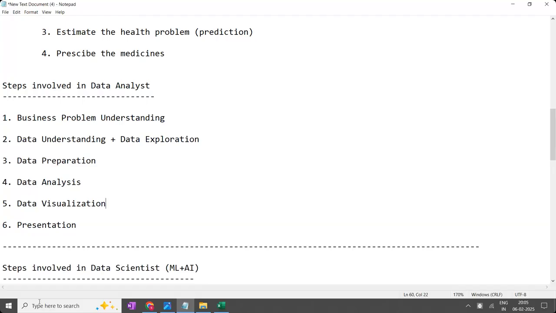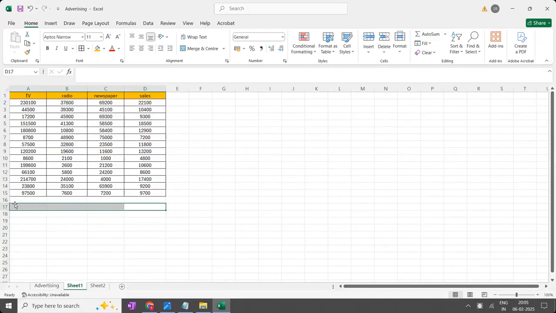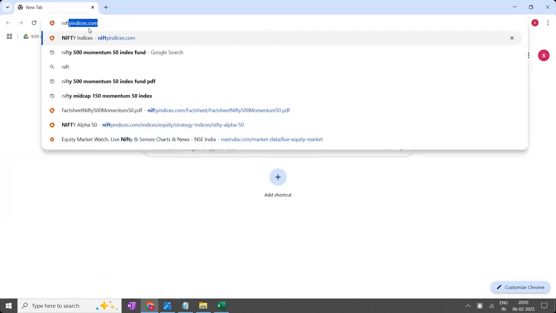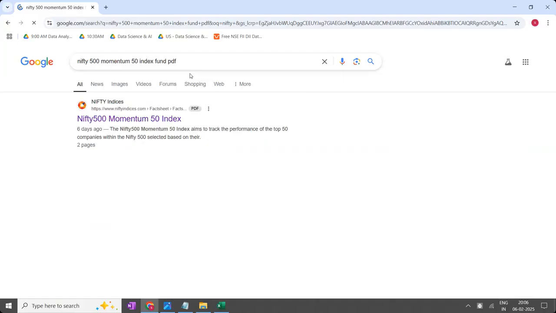Now I have told you, for this example, the same data set I have explained without prediction. First I'll explain the description, and that is called data analytics, whereas where you do the prediction is different. Now, one more example I'm going to show you. As in the day one class, I have explained this one: Nifty 500 momentum.